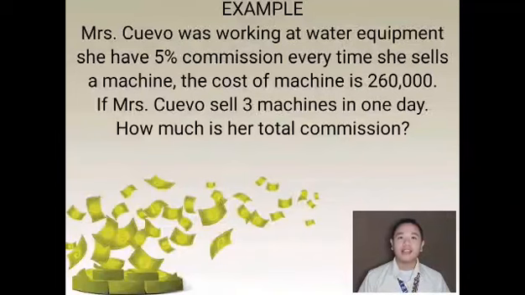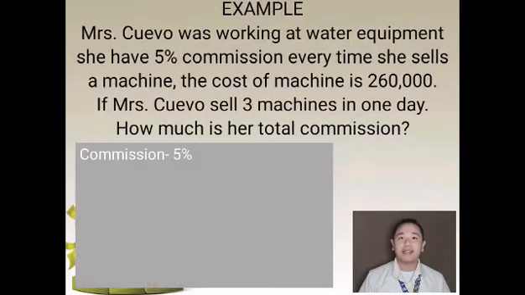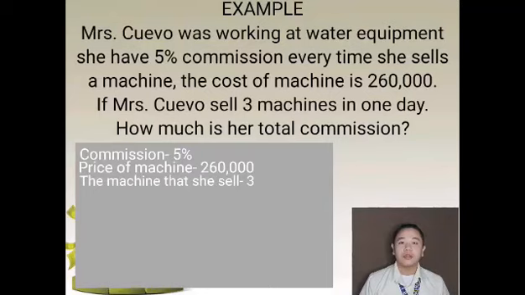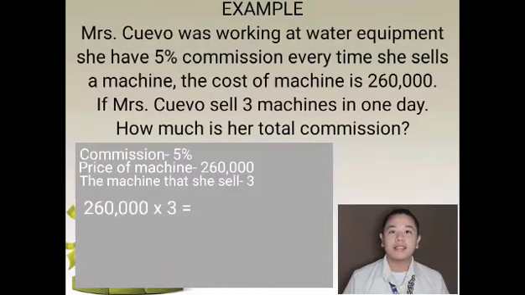The commission that she has is 5%. The price of the machine is 260,000 pesos. And she sells 3 machines. To get her commission, we need to multiply the price of the machine by how many she sold. So 260,000 times 3 is equal to 780,000.